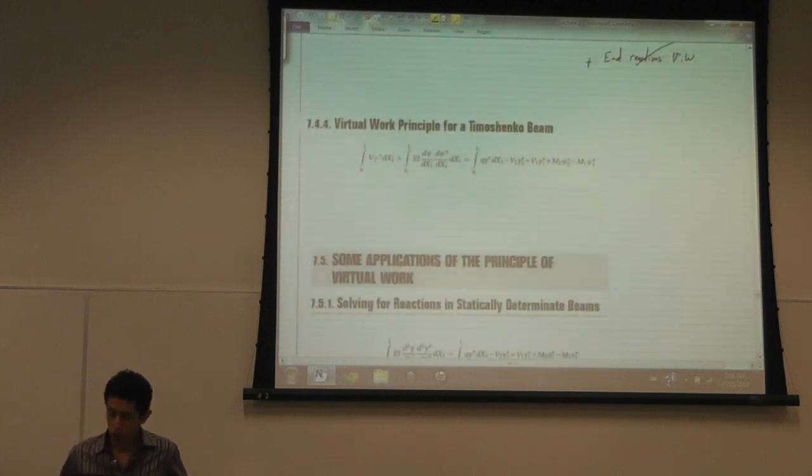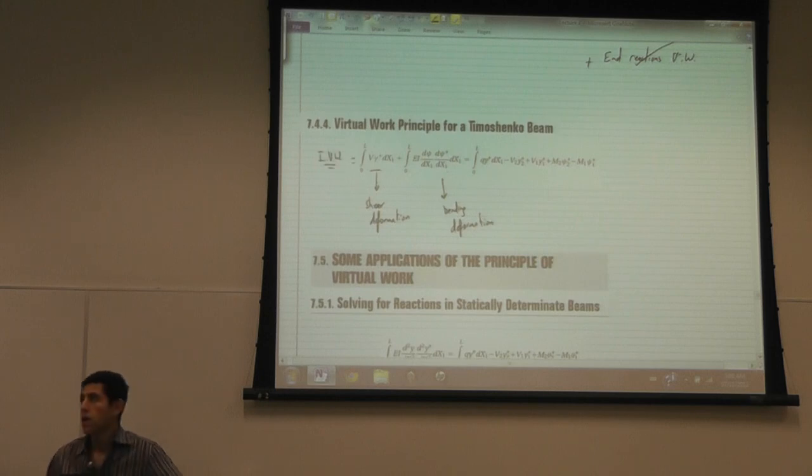Again, I'm not going to ask you about anything that has to do with the Timoshenko beam in any exams. Basically, in the Timoshenko beam, the internal virtual work has two terms. One for the shear deformation, and one for the bending deformation. Because now I have two stresses, whereas in the Euler beam, I only have sigma on one.